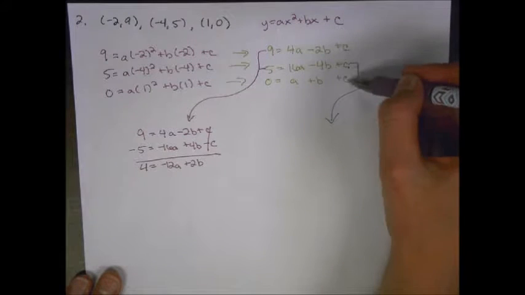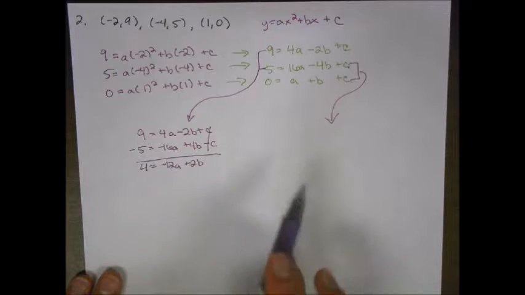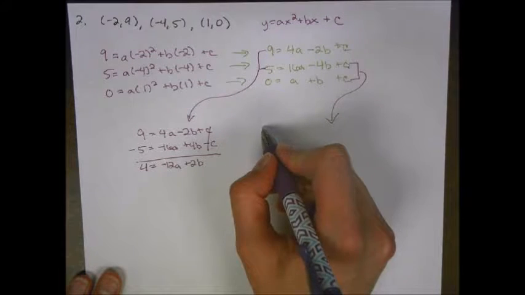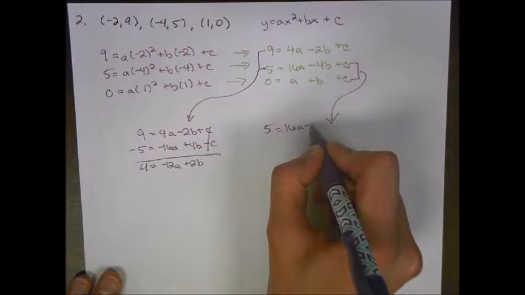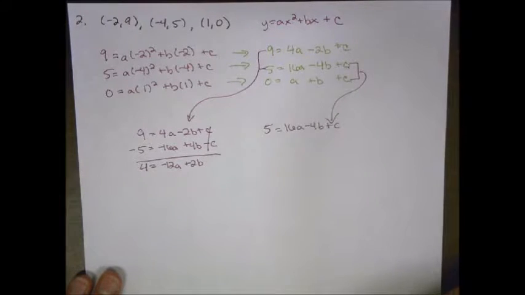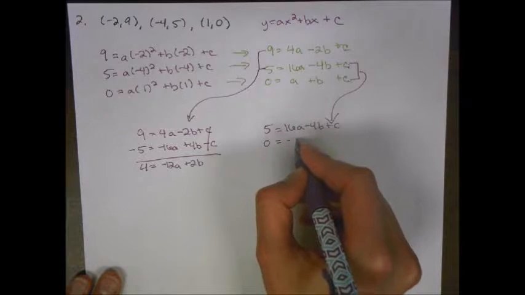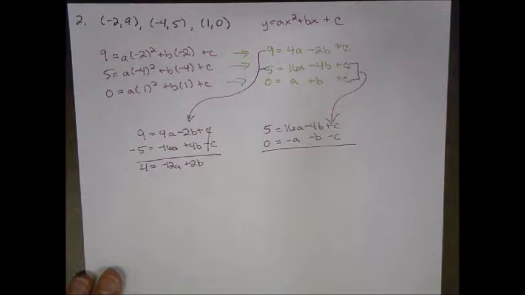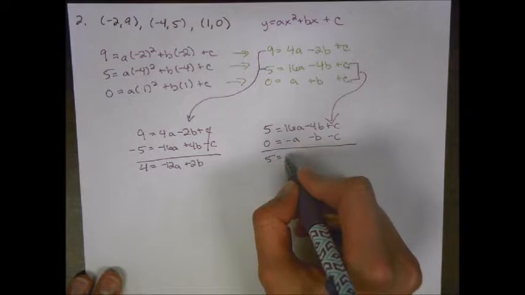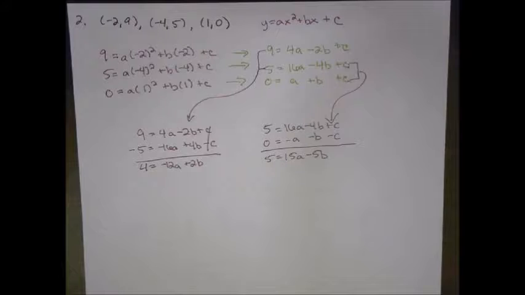We're going to do the same thing with these two. Our goal is to just get 2 equations with a and b. I'm going to keep the second equation the same. I'm going to multiply the bottom equation by negative 1. So 0 equals negative a minus b minus c. I now get 5 equals 15a minus 5b.